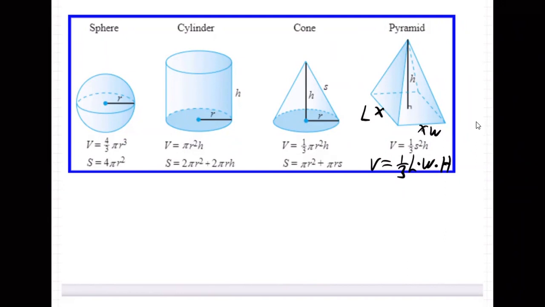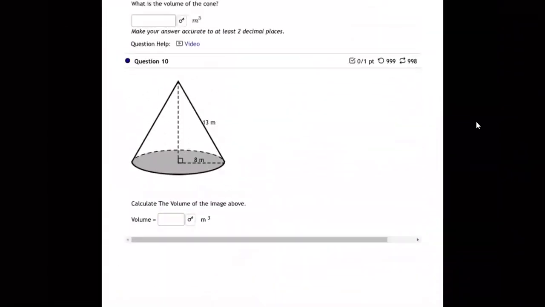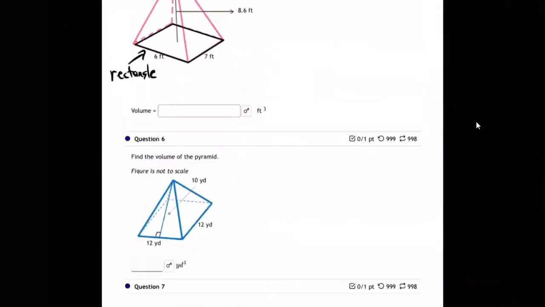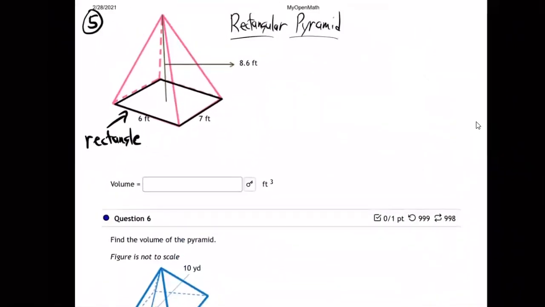So there's what we want to use: 1/3 length times width, which is the ground floor, times the height. You'll notice that shapes that come to a point always have a 1/3 in them. All right, for volume, let's go back up here and do that. Okay, so the volume is going to be 1/3 length times width times height.